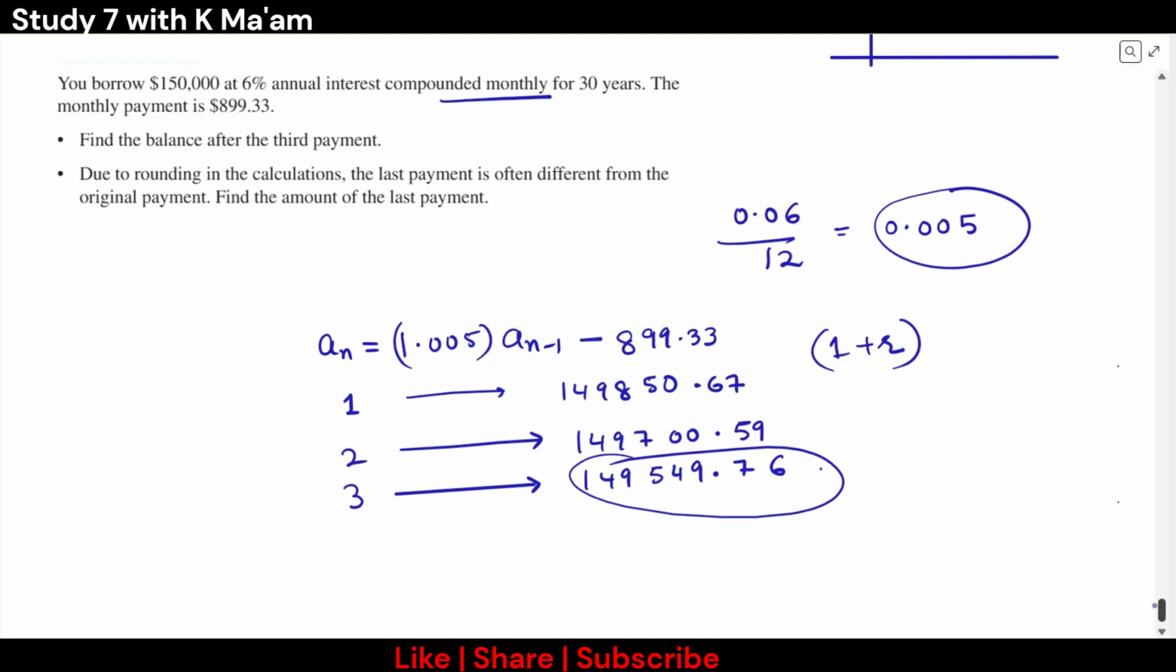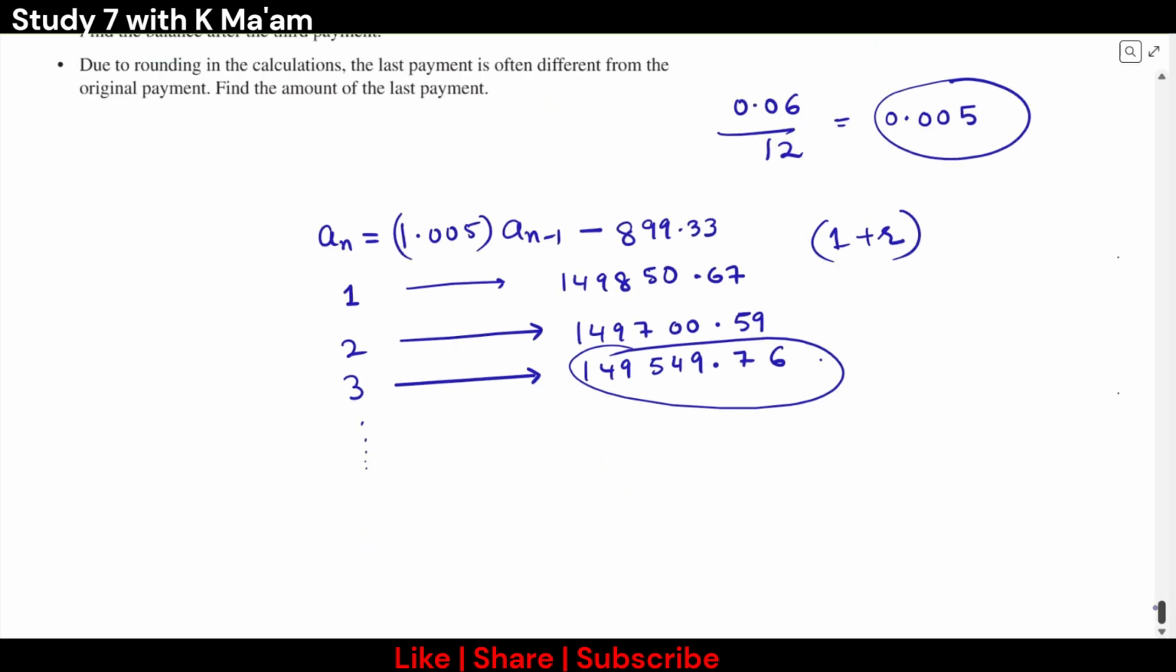Then it says find the amount for the last payment. You have to continue like this. You have to use a calculator in this case. Once you're done, you will get some negative values, and it is not possible to have a negative balance. So we check what value we get, so the balance is negative. The balance will be negative at the 361st payment.